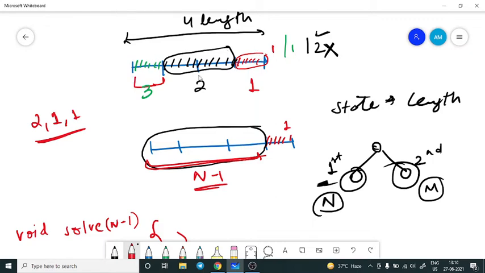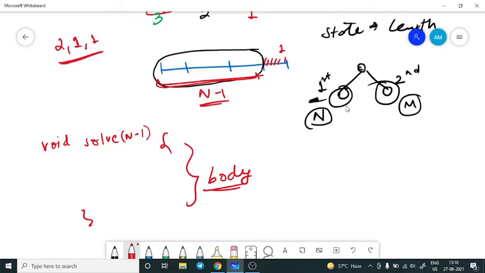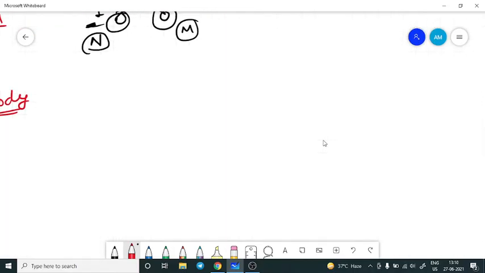Now I have to do computations for this sub problem. Again I have three choices, either to pick this red for this entire length, or I have the choice to pick one or two, right? So this is how I will be having a recursive function, and at each recursive state I have three choices. So now let us draw a recursive tree for that.